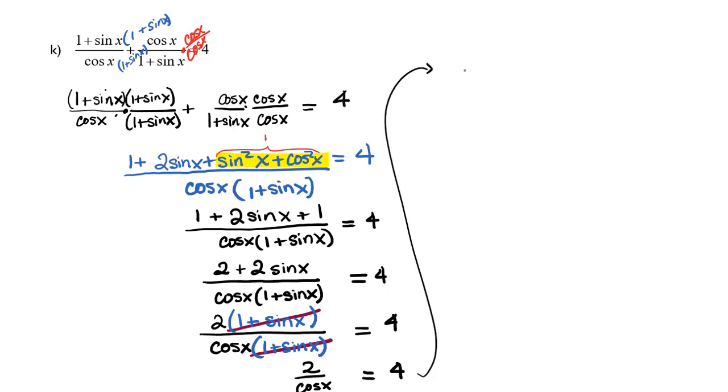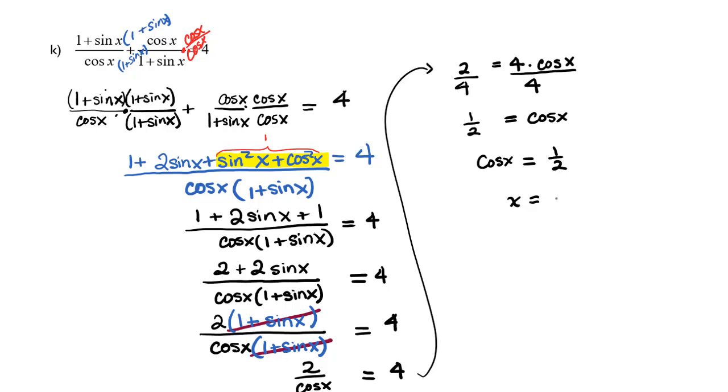Now I want to clear this fraction, so I'm going to rewrite this as 2 equals 4 times cosine of x, because I'm multiplying both sides of my equation by cosine of x. That reduces my fraction. And now I just need to solve for x by first dividing by 4 on both sides. That gives me cosine of x is equal to 1/2. And I'm just going to rewrite this so we're a little more comfortable with the order. Cosine of x equals 1/2 like this. And then I can find x. x is equal to the cosine inverse of 1/2.